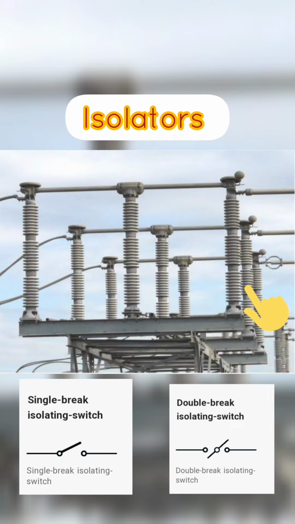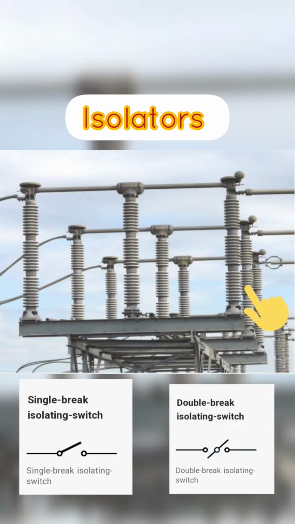Electrical substation isolators, also known as disconnect switches or isolation switches, are critical components of electrical power systems. They are used to isolate different parts of a power system for maintenance or repair purposes, or to de-energize specific sections of the system during an emergency.